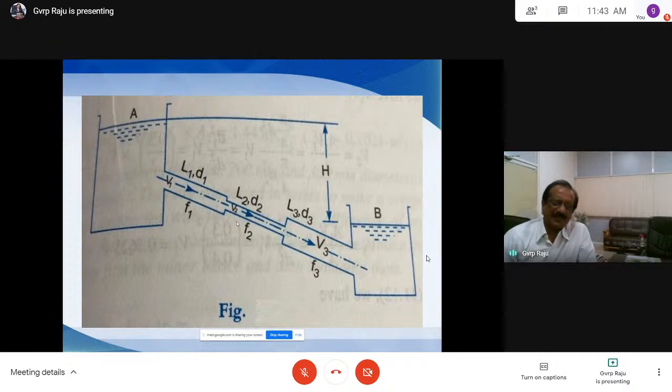This is the general data given, and we have two equations here. One is the continuity equation: whatever quantity of water is entering here, the same is exiting here. So the water flowing through the pipe is equal to the water exiting the pipe here.